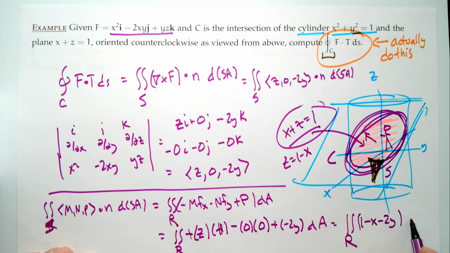And that's the integral over your region R. What's your region R? Well, it's the region that you'd see if you look straight down the z-axis. And what region do you see? The unit circle. Okay, so what's this integral turn out to be?